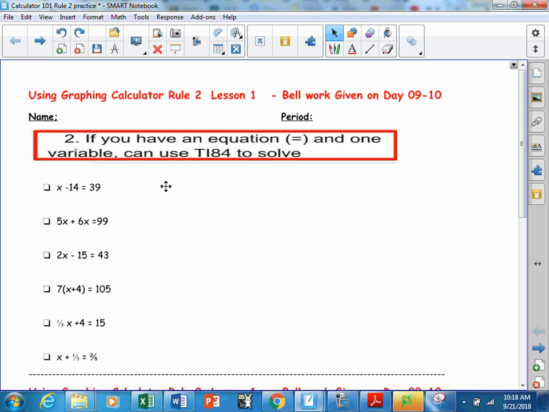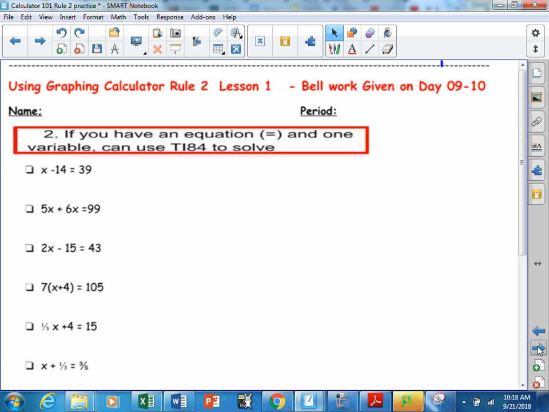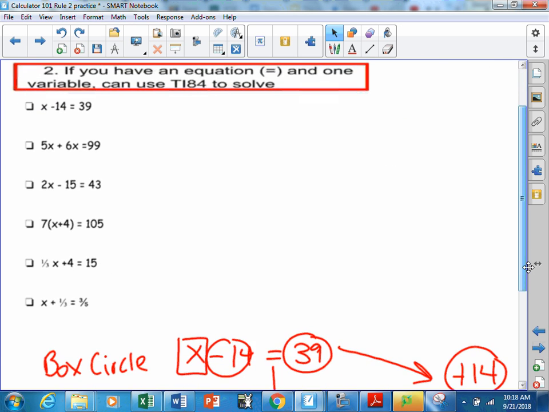All right, so the very first thing that I taught my students is something called the box and circle method. And I'm going to share that with you guys right now.